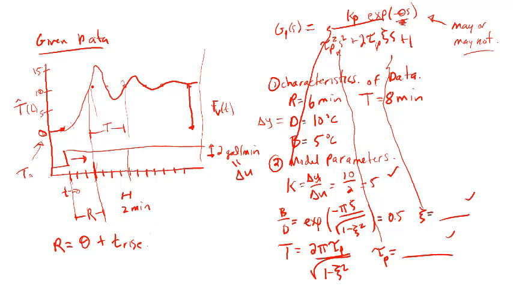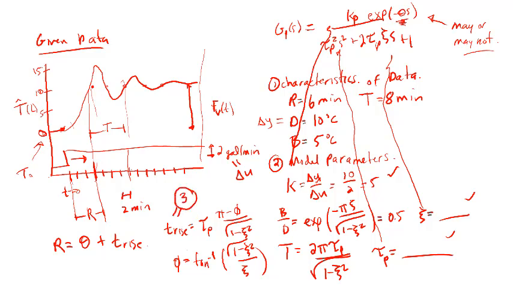So we can calculate t rise now. The equation is t rise equals tau p times pi minus phi over square root of 1 minus zeta squared. And we can also get phi equals inverse tangent of square root of 1 minus zeta squared over zeta. So again, knowing zeta, we can calculate phi, plug phi in here, and get t rise. Let's assume for now that t rise equals 3. I didn't actually calculate it, so we're just saying t rise equals 3.